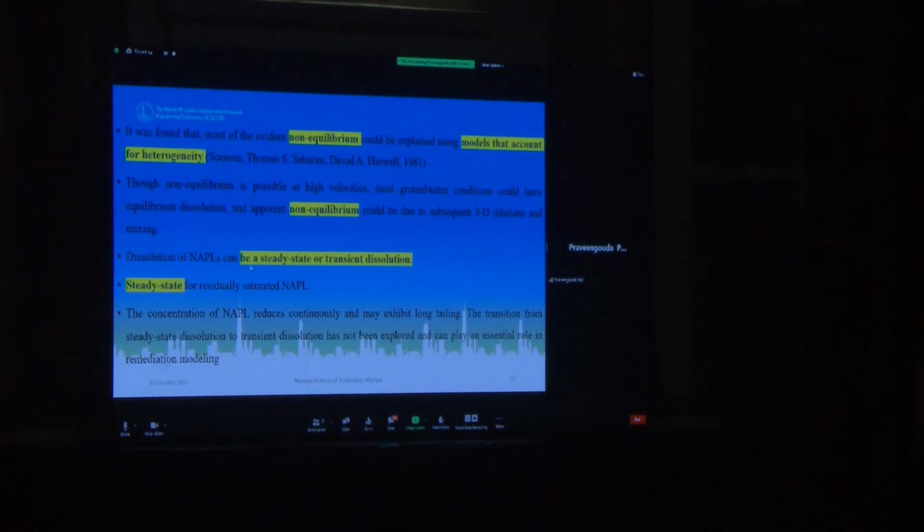Dissolution of NAPLs can be steady state or transient state. Steady state is for residual saturated NAPLs. The concentration of NAPL reduces continuously and may exhibit long tails. The transition from steady state dissolution to transient dissolution has not been explored and can play an essential role in remediation modeling.